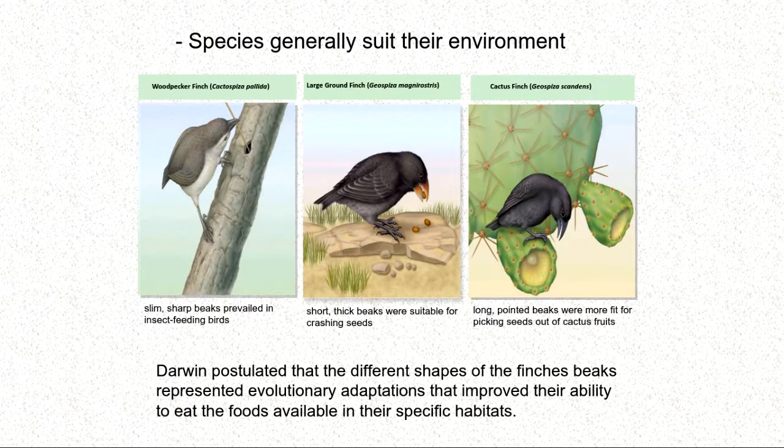suitable for picking seeds out of cactus fruit, because when he saw this finch, all around it he saw only cactus. He asked how it feeds itself, and he looked at the beak. So Darwin postulated that the different shapes of the finch beaks represent evolutionary adaptation that improves their ability to eat the food that exists in their environment. So they adapt to their environment and survive.